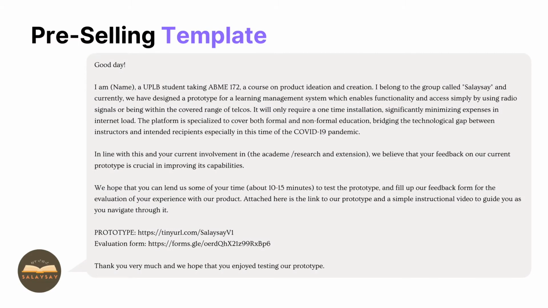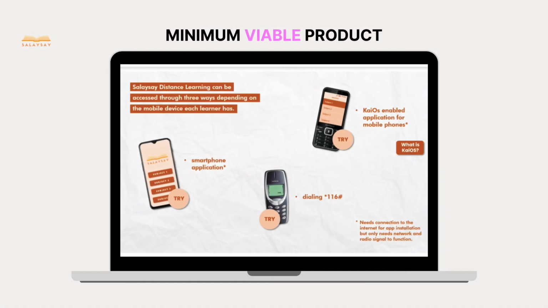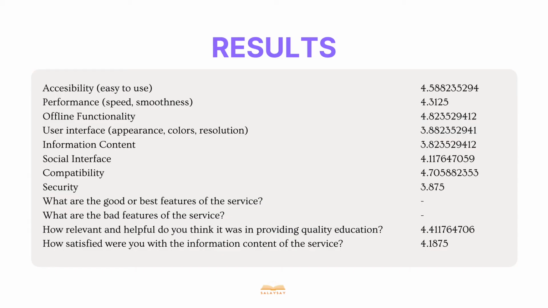The video was sent along with the pre-selling template you see on your screens. This was sent to potential markets or people of interest. We then had a total of 17 respondents for our short survey. The minimum viable product was also discussed in the previous video. The following is the average rating for the features of our service, 1 being very dissatisfied and 5 being very satisfied.